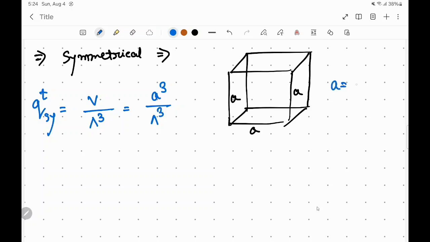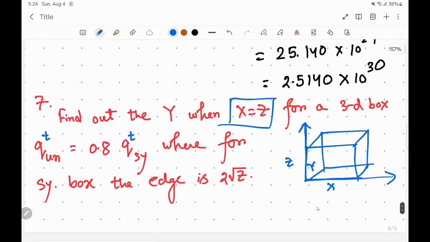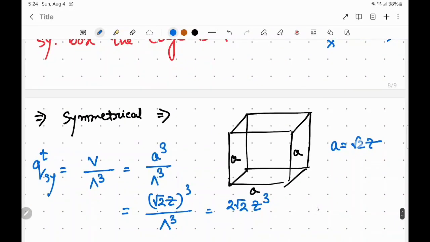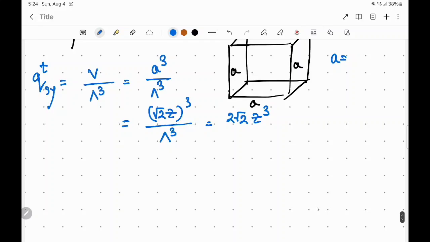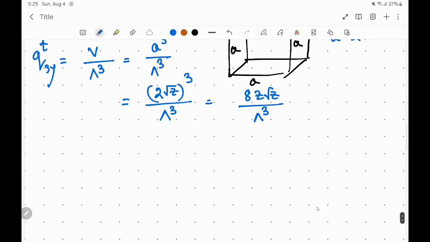And a is root 2 z. So you can write it as root 2 z cube divided by lambda cube. So it is 2 root 2... Oh no, it is 2 root z. Sorry, it is 2 root z. So it is 8 z root z divided by lambda cube. So it is q translational for symmetric box.